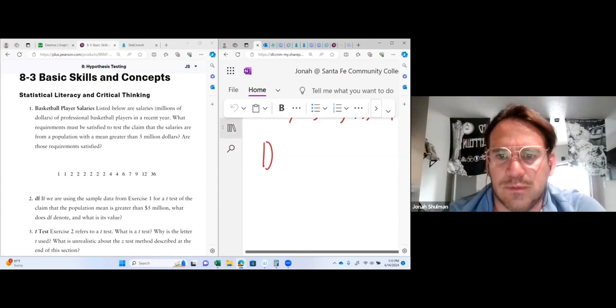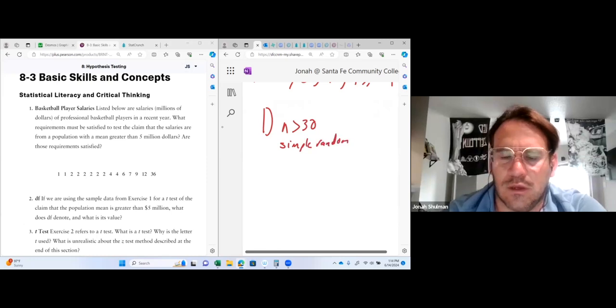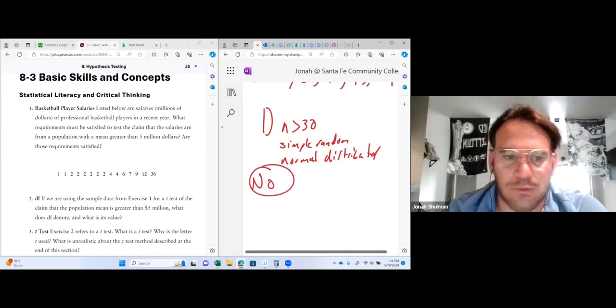So one, your n should be bigger than 30. It should be a simple random sample. It should be normally distributed. If it's not, and this is no, we can't do it.